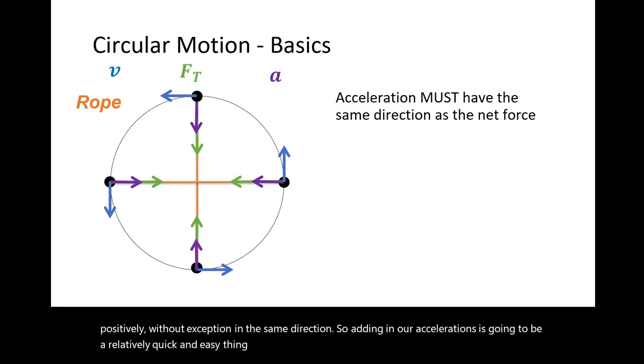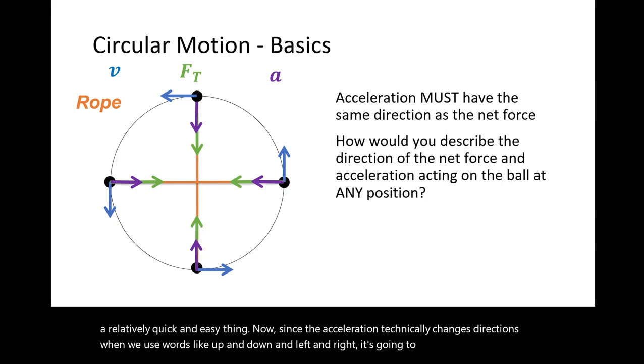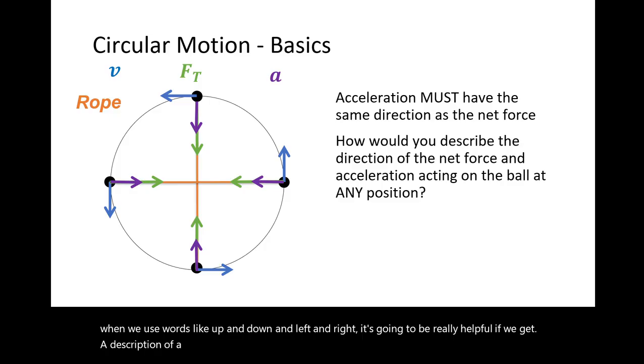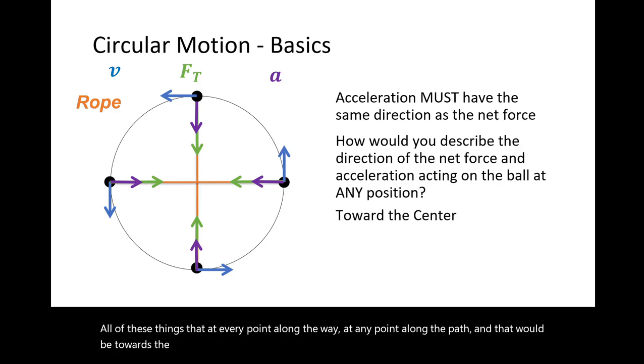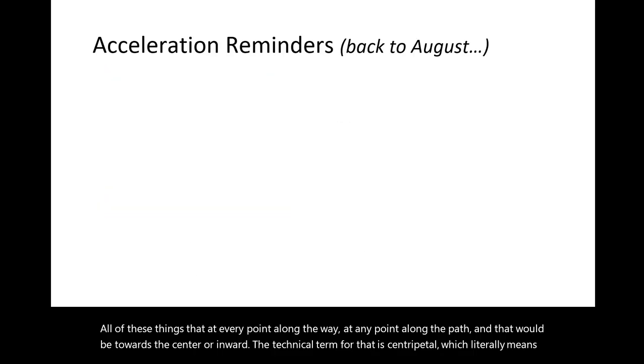Now, since the acceleration technically changes directions when we use words like up and down and left and right, it's going to be really helpful if we get a description of a direction we can talk about for all of these things at every point along the way, at any point along the path. And that would be towards the center or inward. The technical term for that is centripetal, which literally means center seeking.